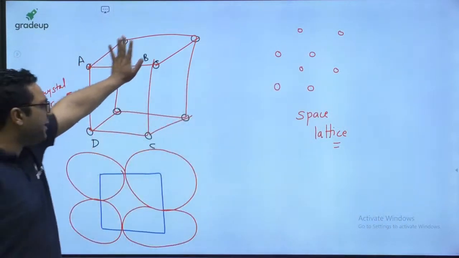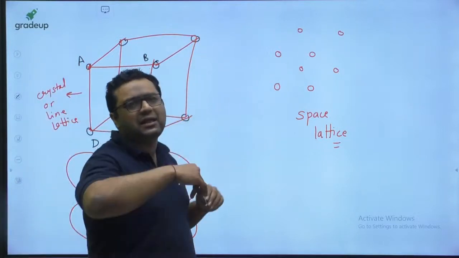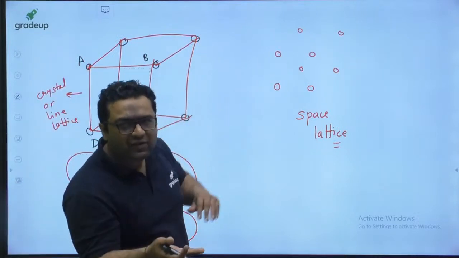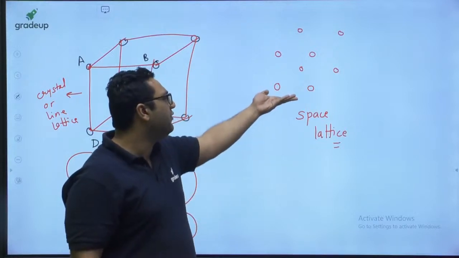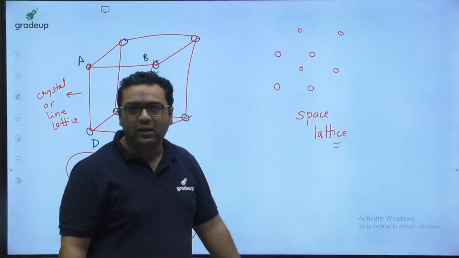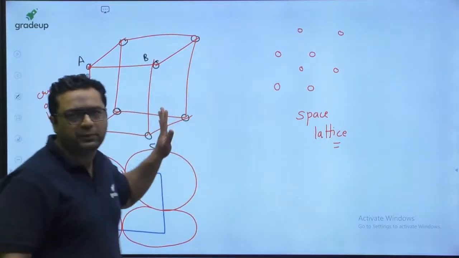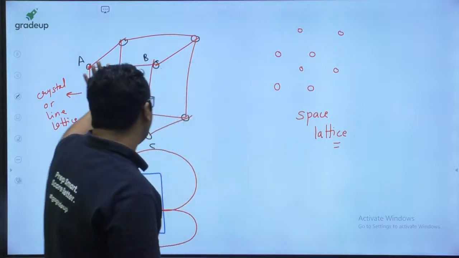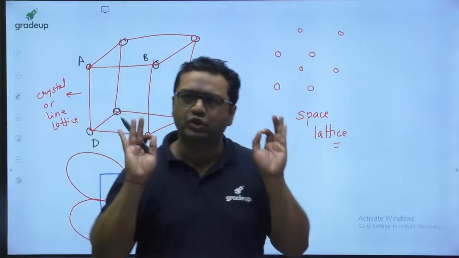Obviously, this view is better than this, because by looking at this, you cannot tell which atom is lying in the front plane, which atom is lying in the back plane. Here you cannot tell which atom is lying in which plane. By looking at this, you can tell which atom is lying in which plane. So this view is more clear than this view. That is true, my dear. That is for sure true.